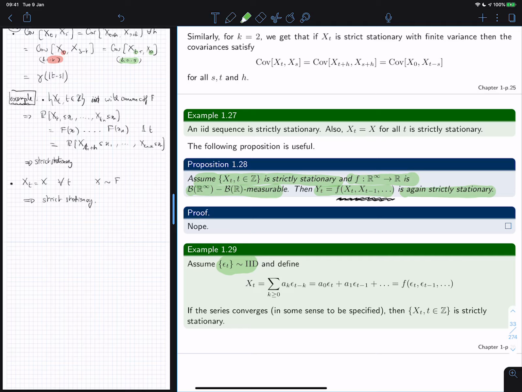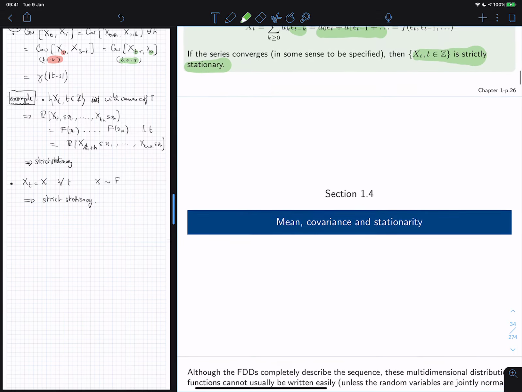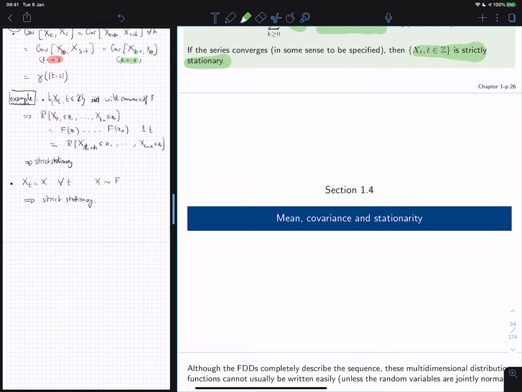So for example, any linear process in some IID noise, if it converges in a specific sense, which will be made clear next week, then the process is strictly stationary. Okay so far?